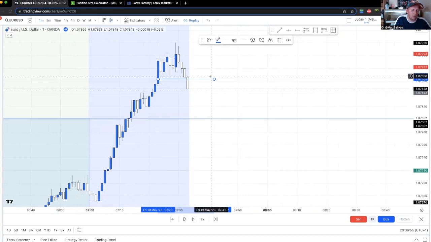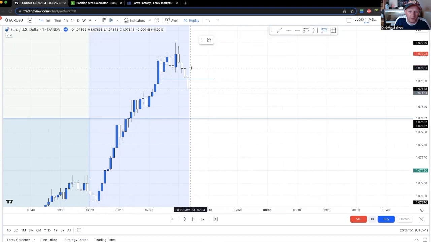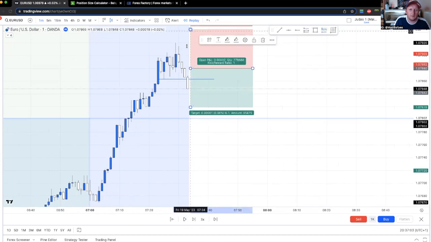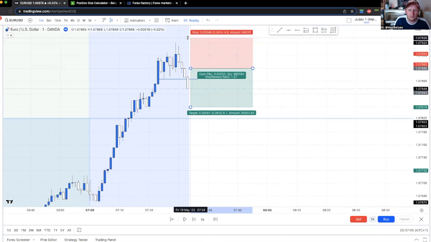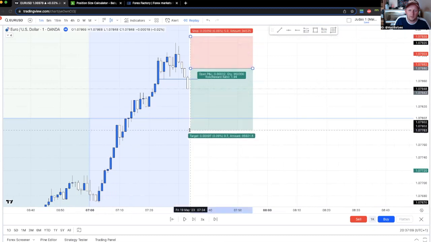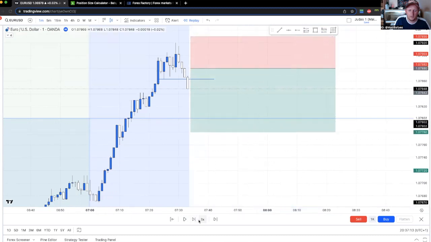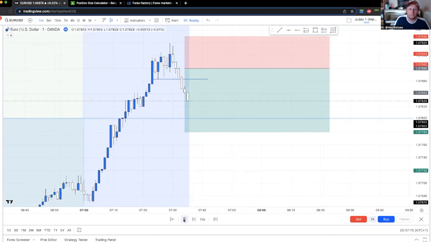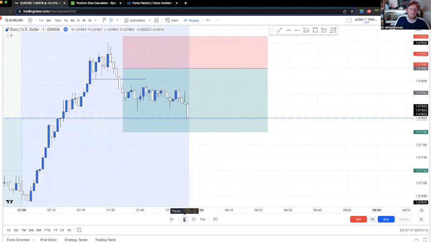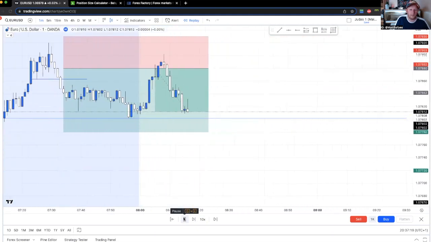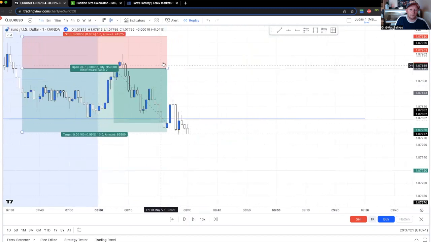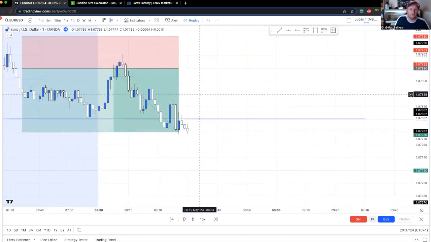There we go. So we got a break right there. So we're going to look for the fair value gap right at the top. That one is a 4, so we're going to move that to a 5 pip stop loss. We're going to bring this down to a 2 to reward. We're just going to let this play out and see if it tags us in. There we go, we tagged in, and we should have made profit right there. There we go, there's another winner.